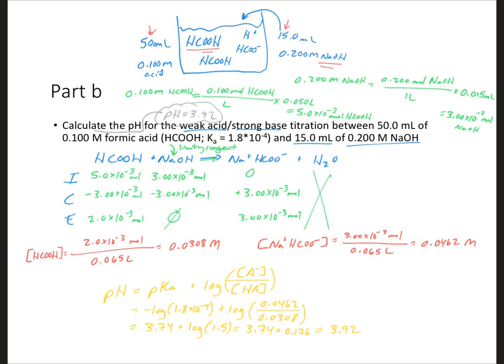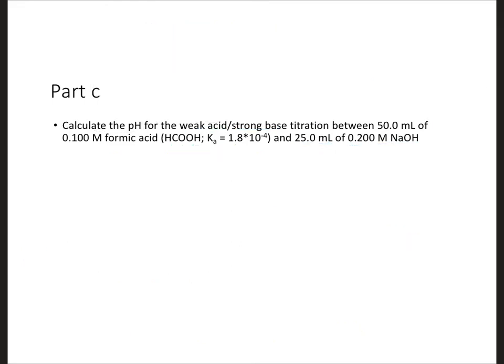So now let's move on to the next part. Part C was adding not 15 milliliters, but now they're adding, I believe, 25 milliliters. Yes, 25 milliliters. So this one, we need to go ahead and do that same neutralization table. I do want to say here that in this problem, you can potentially recognize that this is going to be a problem that's at the equivalence point before we ever get to the ice table.